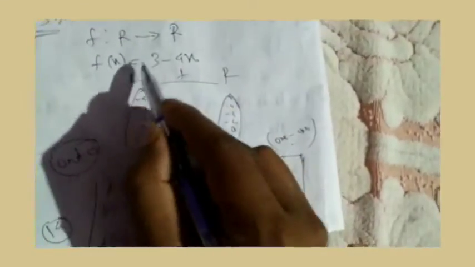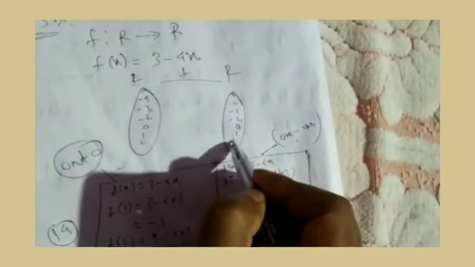See here, we need to show whether this is one-one and onto. I have written it separately for all of you. For one-one, you see our given function is f of x equal to 3 minus 4x.